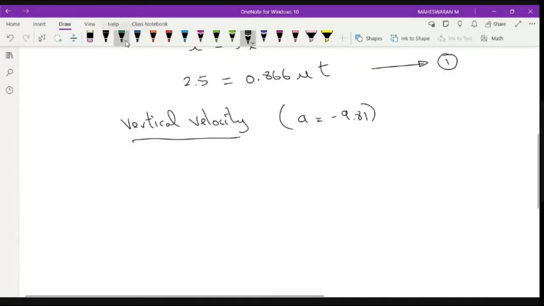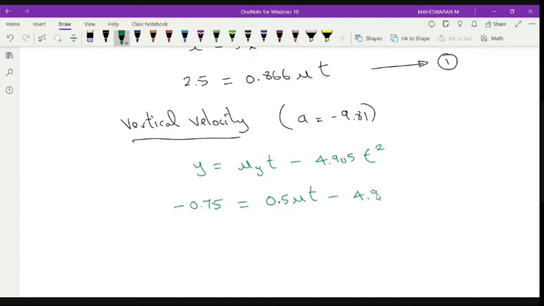First I will write the equation, then I will proceed. We get the equation y is equal to uyt minus half g t square, where half g is 4.905. Now I got my y value, which is negative, minus 0.75. So minus 0.75 is equal to uy, which is 0.5u, so 0.5u t minus 4.905 t square. This is my equation 2.